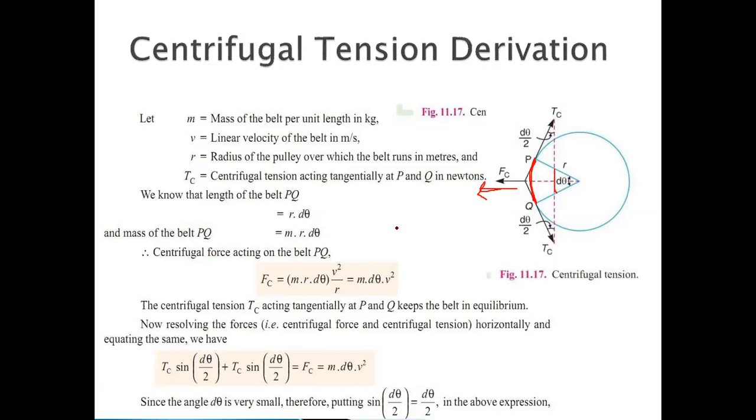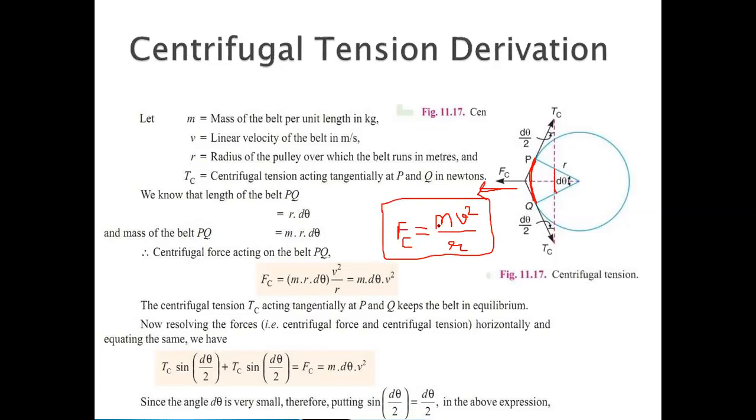This is the generalized equation of the centrifugal force. This is not the centrifugal force equation specific to this theory, but the generalized one. Fc is equal to mv square upon r, right? This equation Fc is equal to mv square by r is the generalized equation for the centrifugal force when the centrifugal force is generated, right?